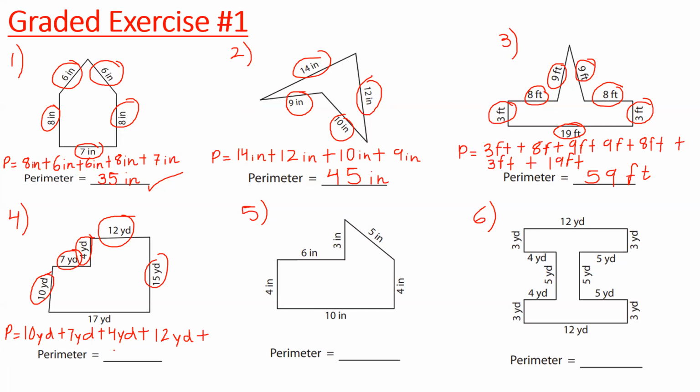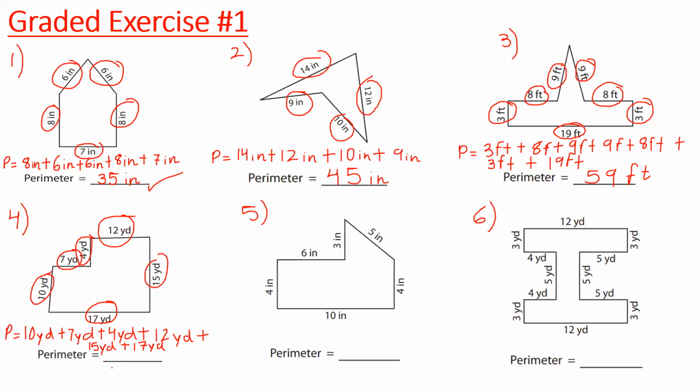So 12 yards plus 15 yards, plus 17 yards. Now, if we add them all together, we get 10 plus 7 plus 4 plus 12 plus 15 plus 17. And that gives us what? 48? Not 48. Nope, definitely not. 65.